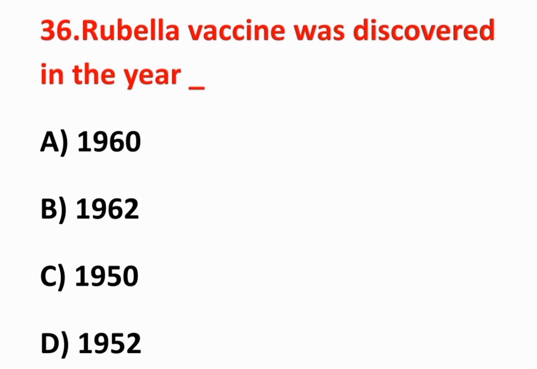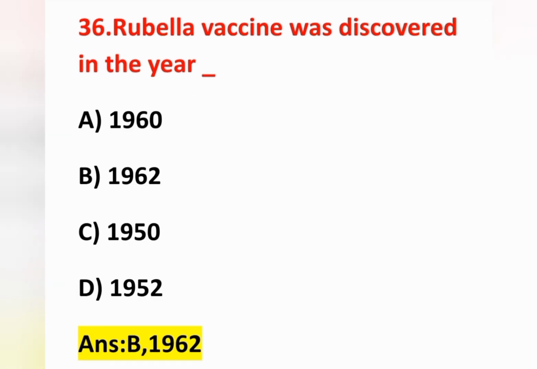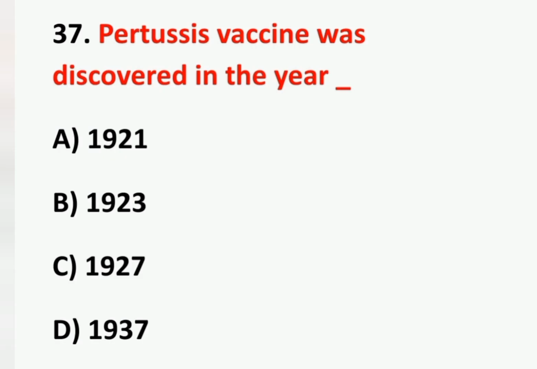Question number 36. Rubella vaccine was discovered in the year. Options are option A 1960, option B 1962, option C 1950, option D 1952. Question is rubella vaccine was discovered in the year. And the correct answer is option B, 1962.